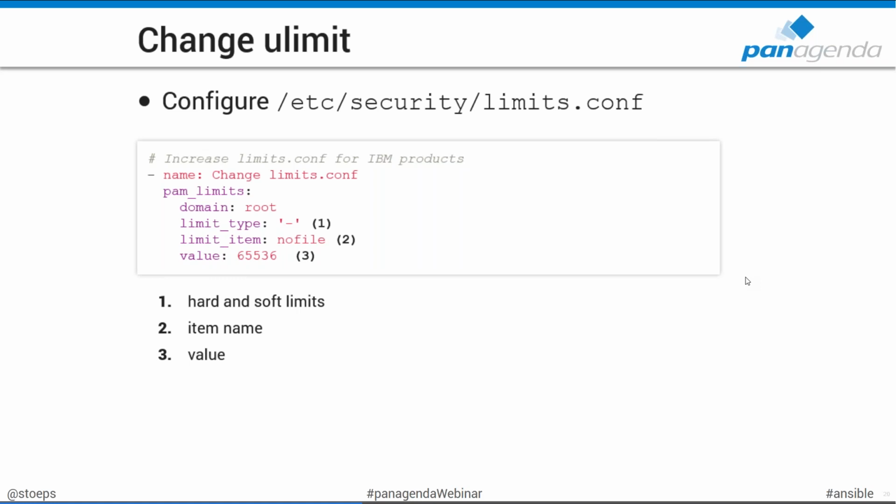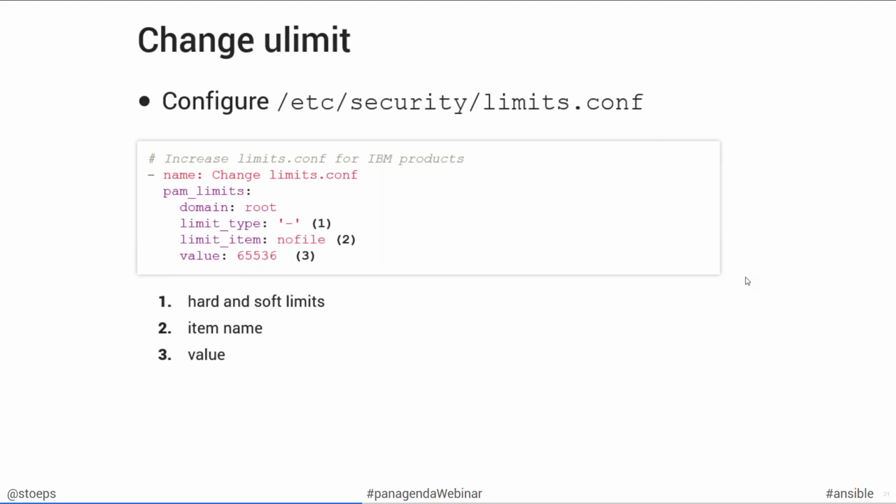So I just use a name like change limits.conf. I use the module pam_limits that's included with Ansible for the domain root. That means the root user will have hard and soft limit, that's the dash here, for the number of open files. Under number 2, the value of 65,536. And that's all. And this will set the ulimit for open files on all of my 5 servers in the inventory file.